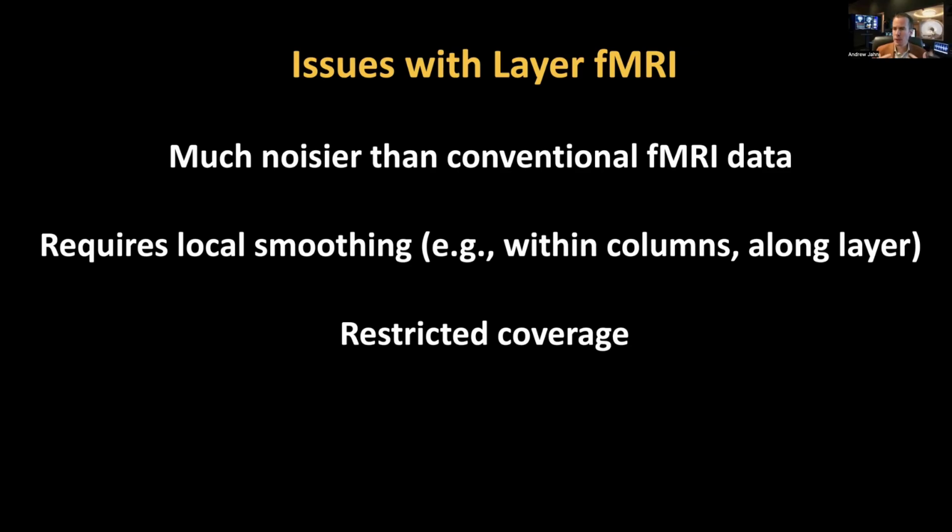The last issue is, if you want higher spatial resolution, remember there's always this trade-off, really no matter how strong your magnet is. We don't have the technology yet to solve this puzzle. But the trade-off is as spatial resolution goes up, temporal resolution is going to go down. If you want finer temporal resolution, usually that means you have fewer slices, so your spatial resolution is going to suffer. Now, when we talk about layer fMRI, usually the studies are going to have restricted coverage.